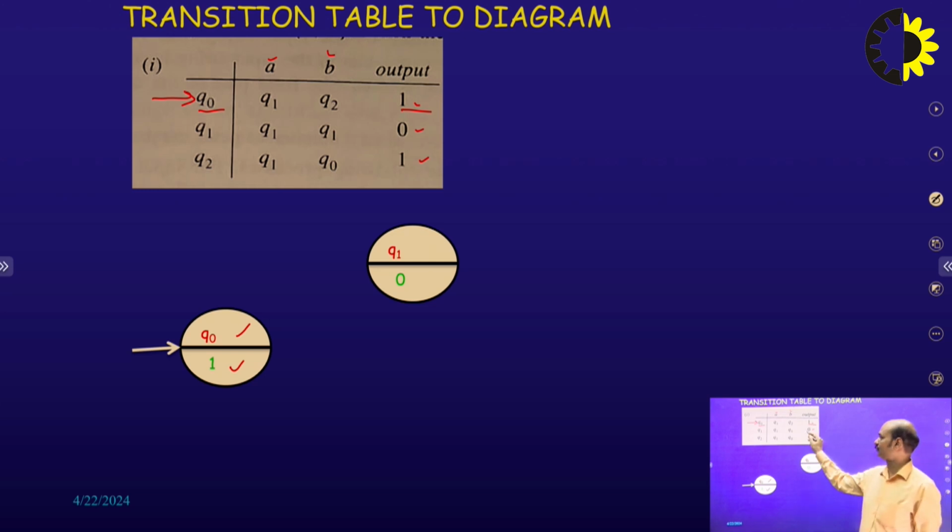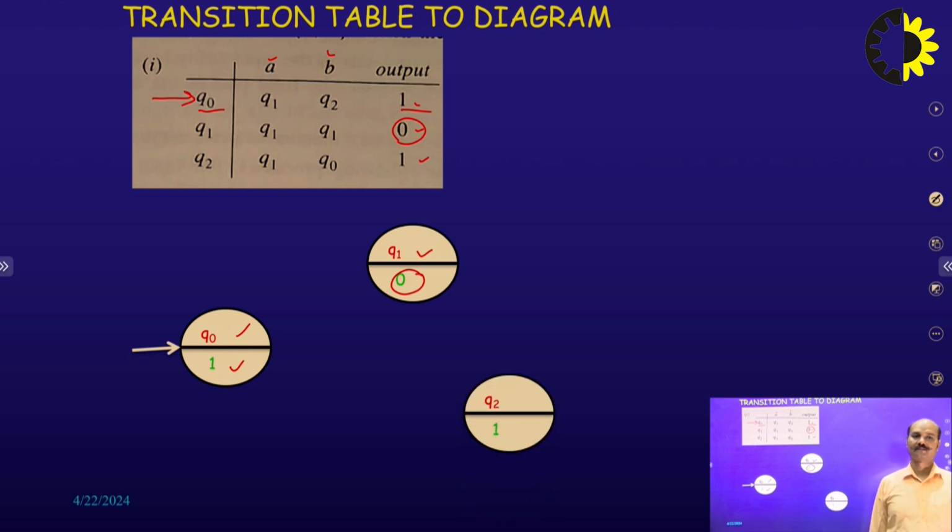That is 0. So we write here 0. Q1 state is represented as a 0 output. Then again Q2, and Q2 is represented in the table as a 1. So we write Q2 as a 1. Now we complete all the transitions.